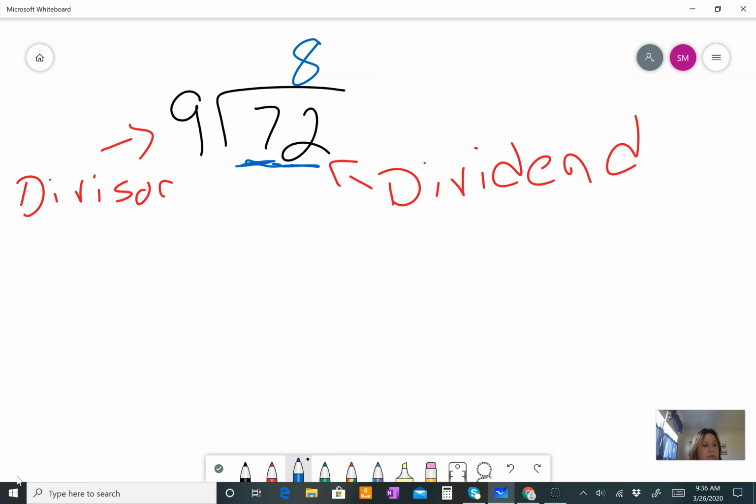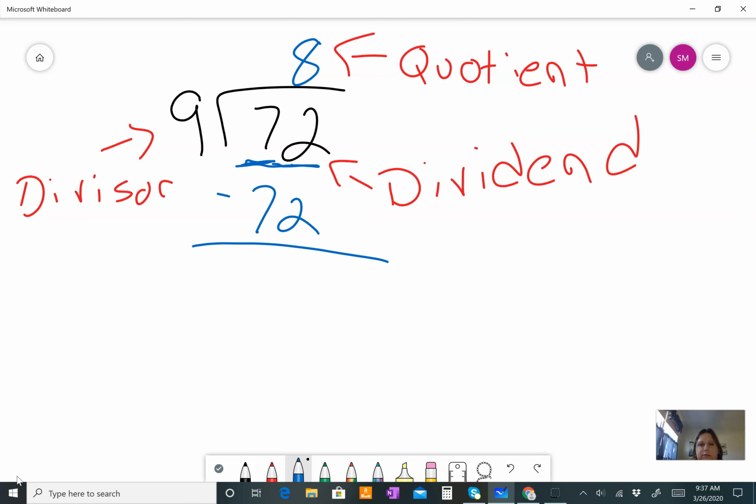That was step 1 on my worksheet. I divide first. Then I'm multiplying. Well, what am I multiplying by? I'm taking my quotient, that's my answer, and I'm going to multiply it by 9. 9 times 8. That gives me 72. I'm going to subtract, and I have no remainder. This guy down here would be our remainder if we were to have one. In this case, we don't have a remainder.